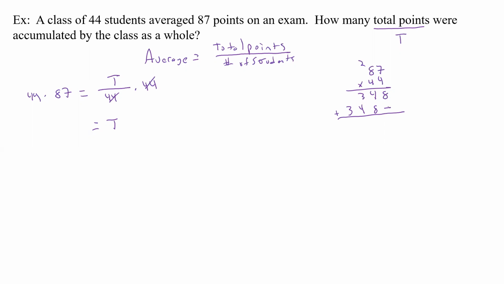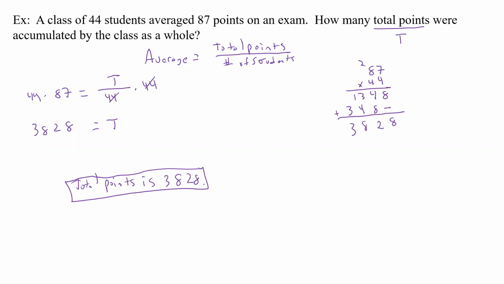And we add. So 8 plus nothing is 8. 8 plus 4 is 12. Then we carry that 1. 4 and 4 is 8, and then 3. So the total points appears to be 3,828. Okay, so total points is 3,828. So that's what we say is our total points.